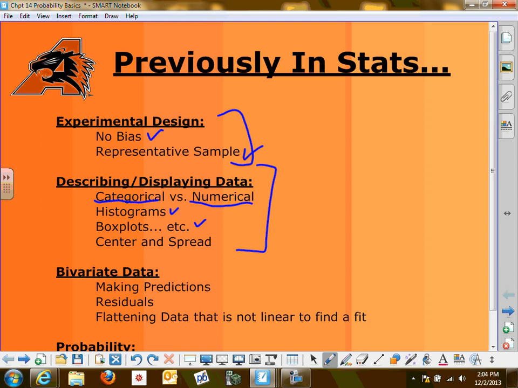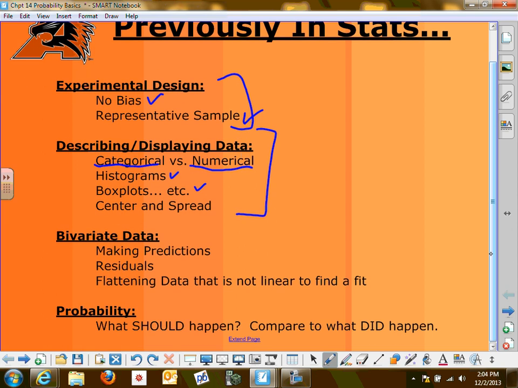We also talked about their measures of center and spread. What are the two primary measures of center that we have focused on? Mean and median. Very good. Mean and median. I will tell you right now that mean is the one that we will focus most of the year on, okay? But sometimes that's dangerous, and we'll talk about that in a second.